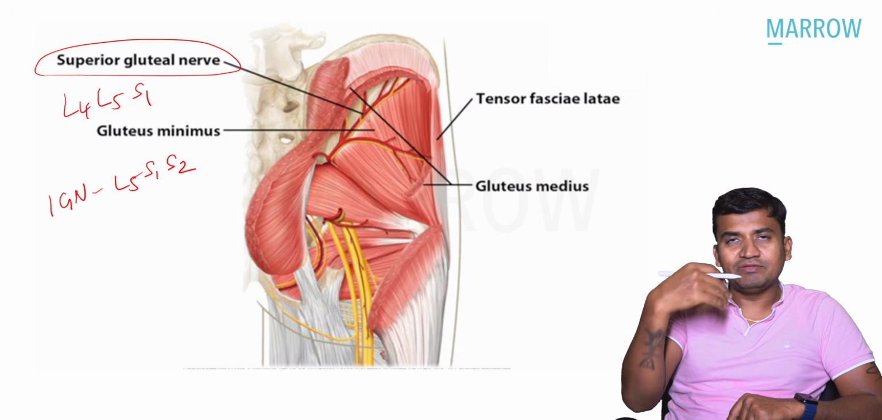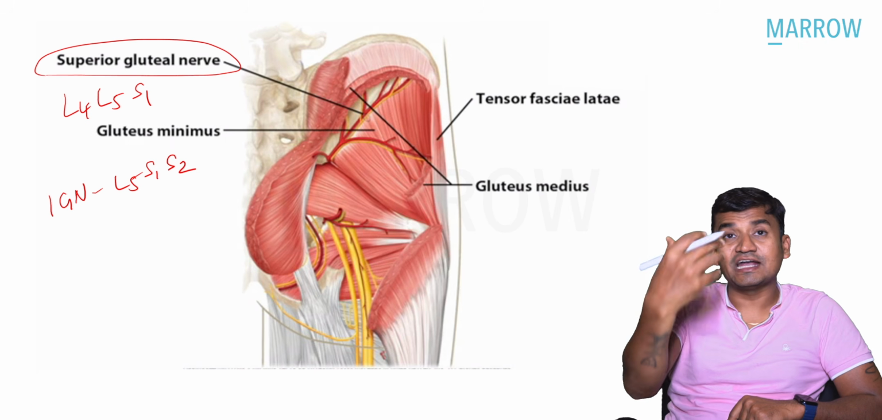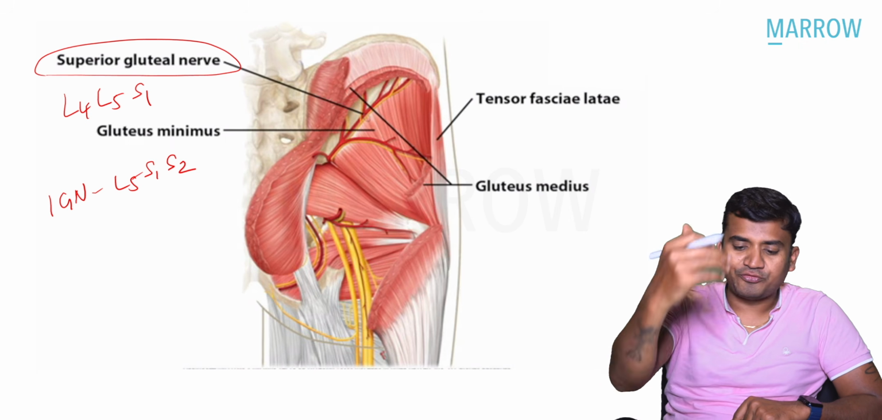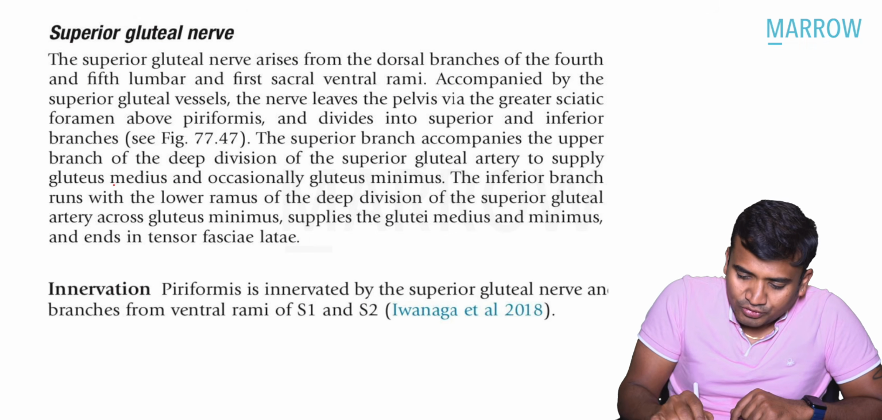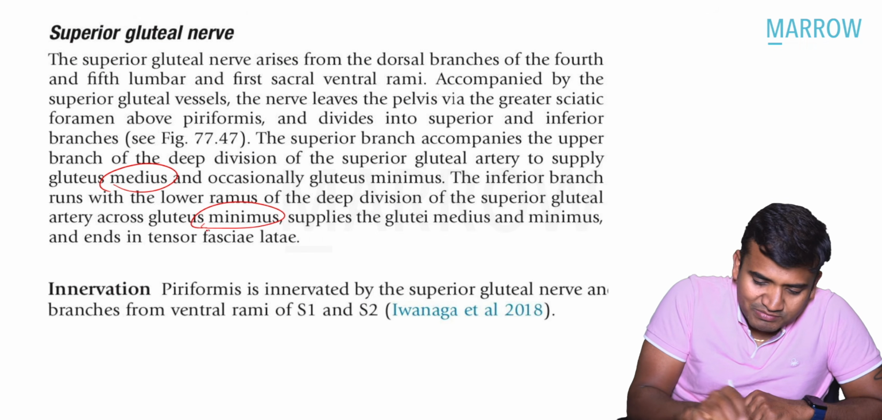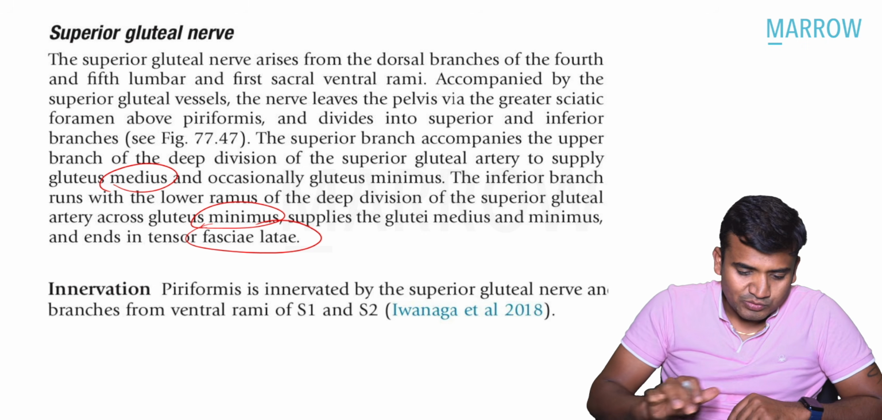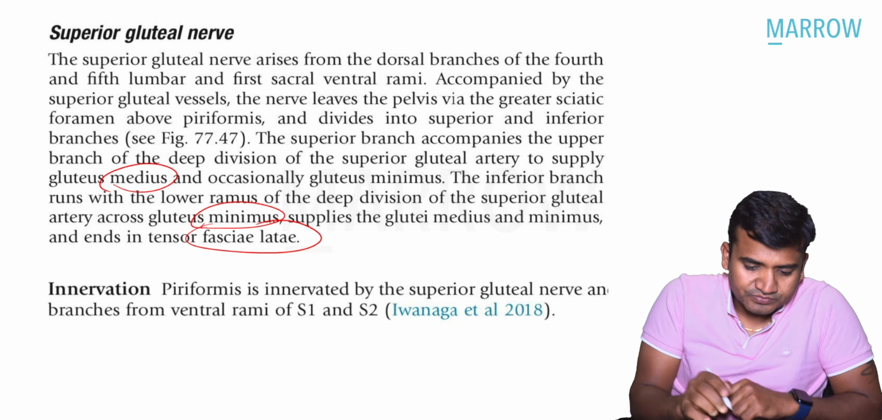Now superior gluteal nerve and inferior gluteal nerve are the branches of sacral plexus. Superior gluteal nerve emerges above the piriformis and supplies gluteus medius, gluteus minimus and the tensor fasciae latae muscle. This is what we know. That is what is given in Gray's Anatomy too.